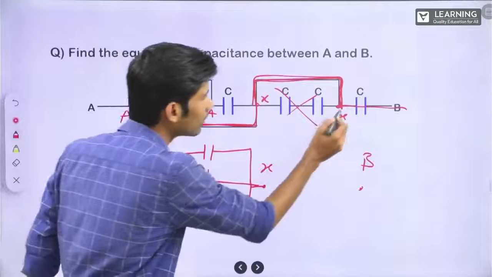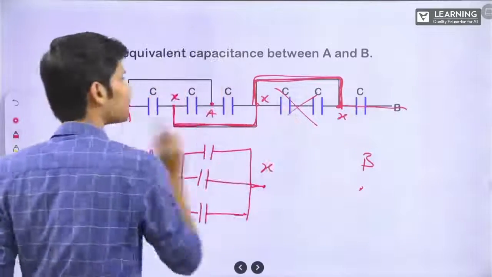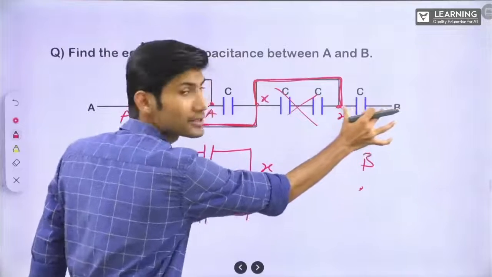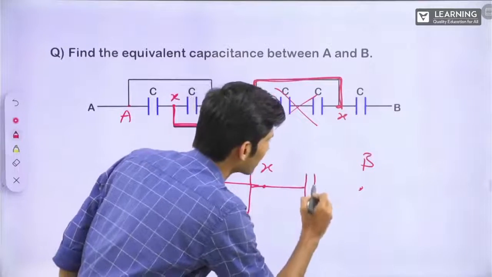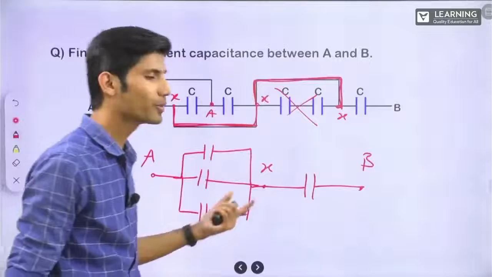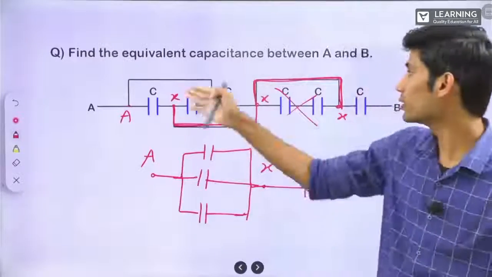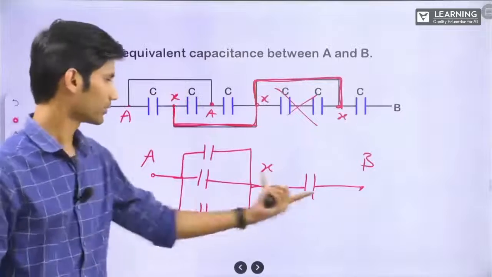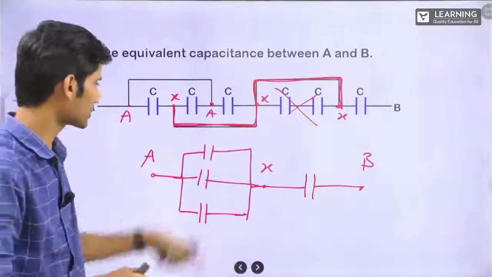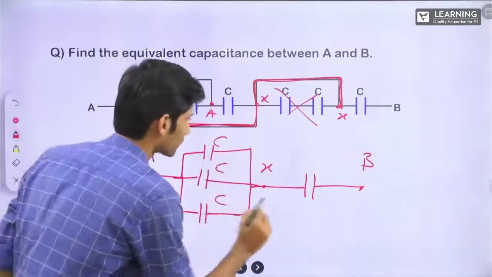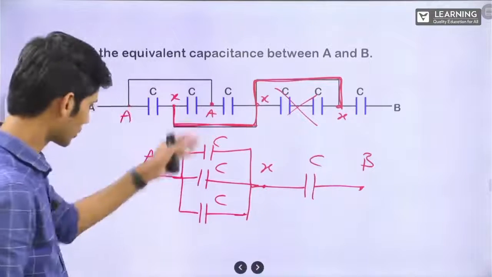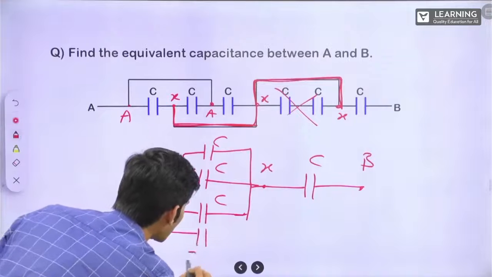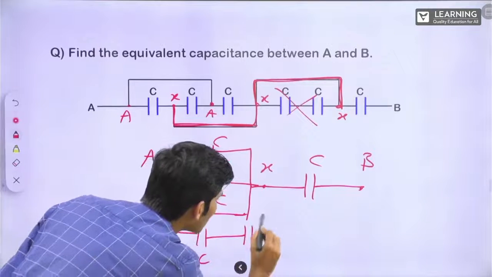So between X and B, this capacitor is there, right? So between X and B, this is the final circuit. Now it became easy. So first when you look at it, it is complicated. But from this potential method, this becomes easy. Now see, these 3 are in parallel. This is in series. So here, if these 3 are in parallel, this is like 3C, C.